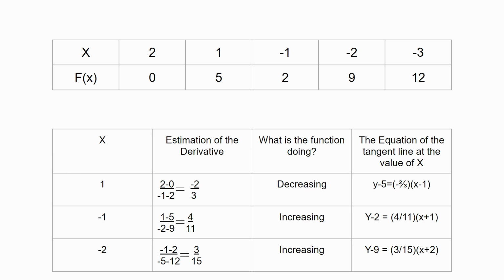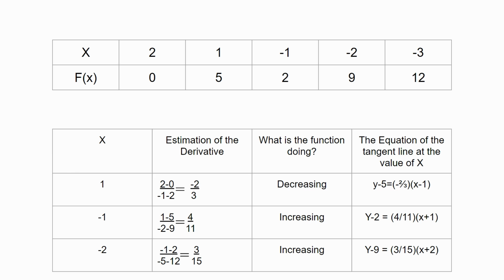At x equals 1, we could tell that the estimation of the derivative is negative 2 over 3. We could also tell that the function is decreasing at this point. We could also see that the equation of the tangent at the value of x is y minus 5 equals negative 2 over 3 times x minus 1.